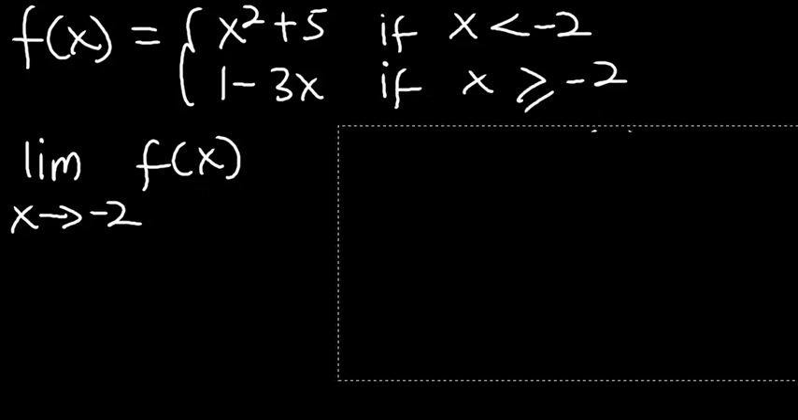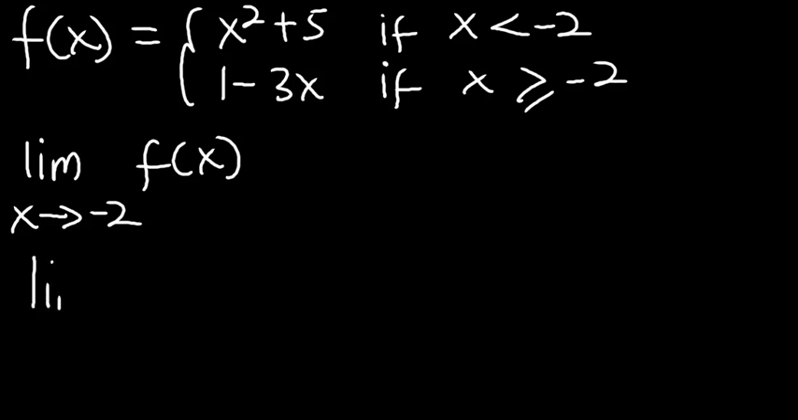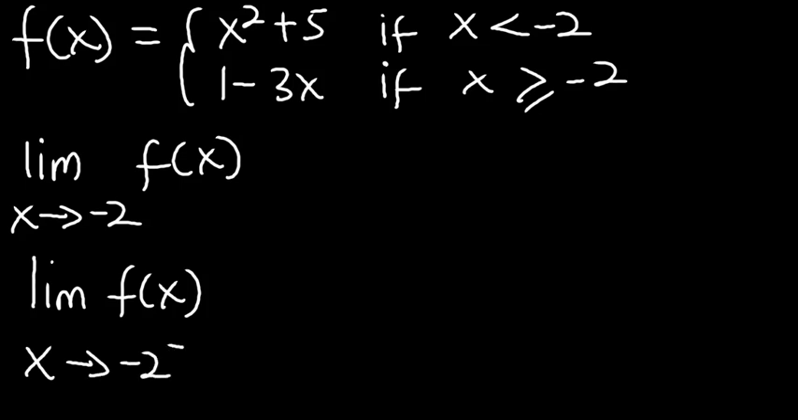For this question, what you are going to do is compute both the left side limit and the right side limit. For the left side limit, you are going to have the limit of f of x as x approaches minus 2 from the left side, which means you are going to consider values that are very close to minus 2 but are less than minus 2. Let's look at how you are going to do this.